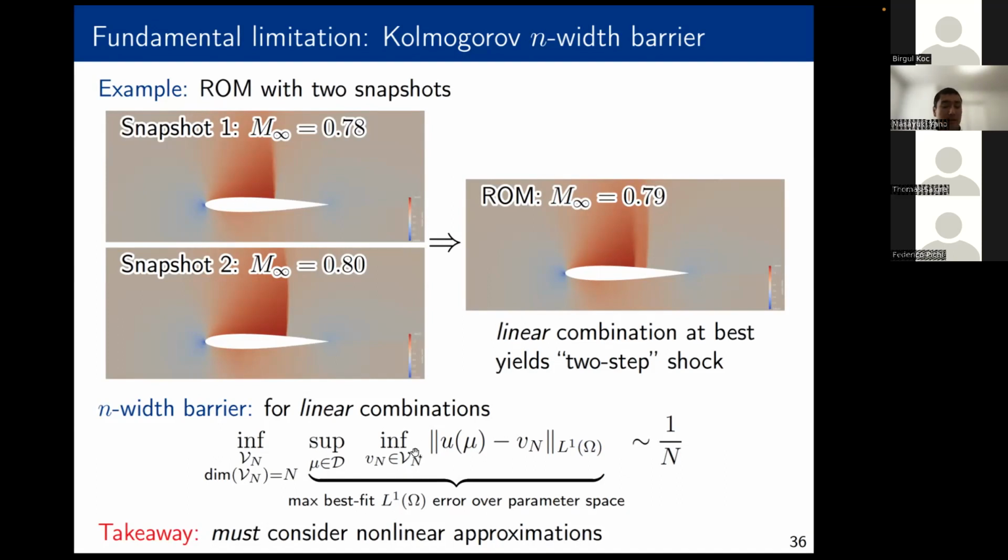We can also formalize that mathematically in terms of a Kolmogorov n-width. So we can think about the maximum error associated with the best fit L1 error, and then we consider a bunch of different spaces. And you can show that if you consider linear spaces, even using the best space, the error only converges as 1 over n. So this is using the best linear space. The key takeaway here is that if we want to provide rapid convergence for this type of problem with a moving discontinuity, we must consider nonlinear approximations.